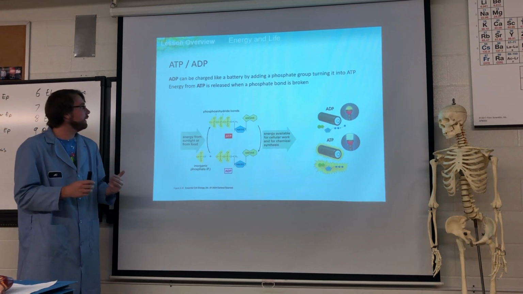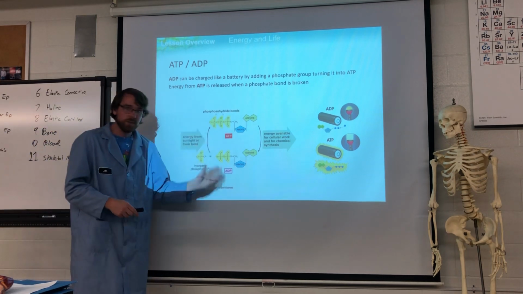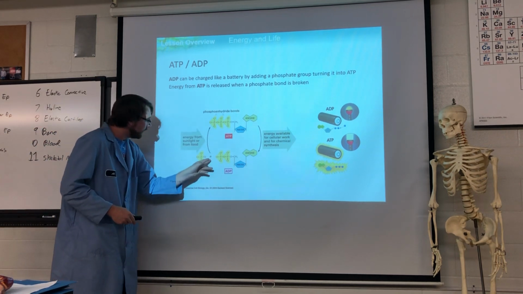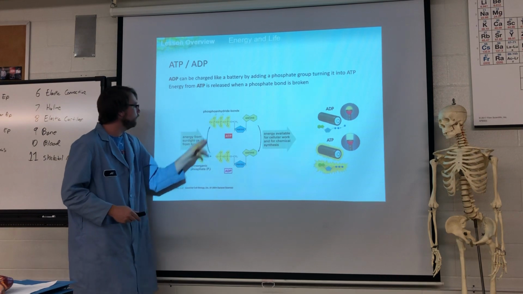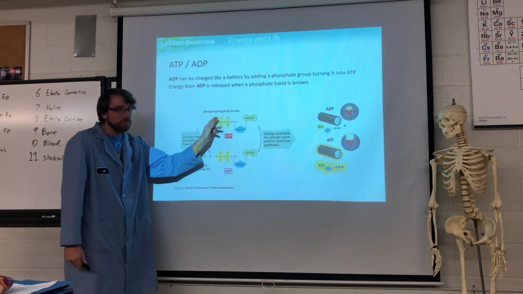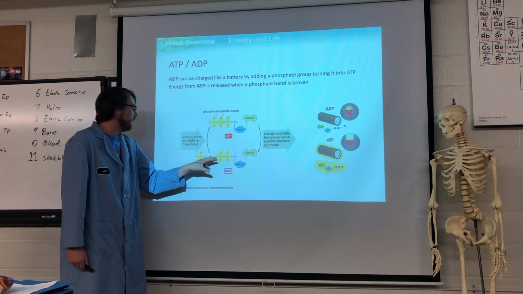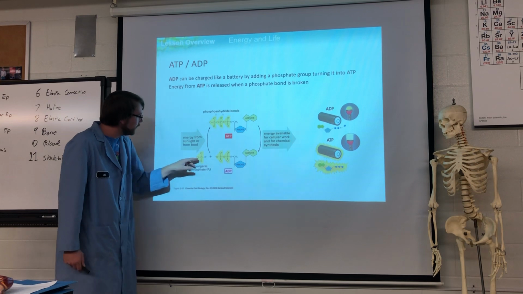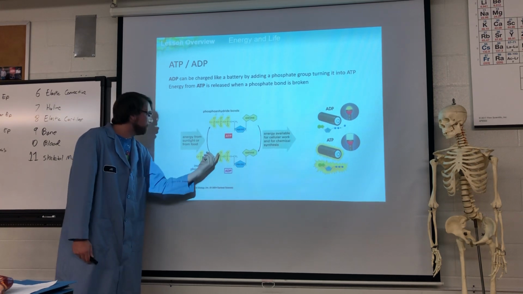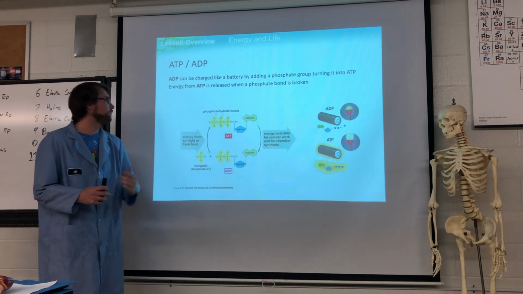Energy from ATP is released when a phosphate bond is broken. So all of this is centering around making and breaking this one bond. When this bond is formed, we have ATP. It then can release energy, forming ADP. ADP can accept a phosphate. If energy is used to bond that back on, then we get a charged ATP again.